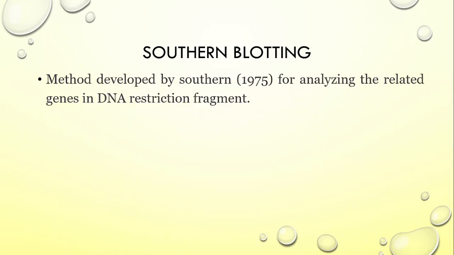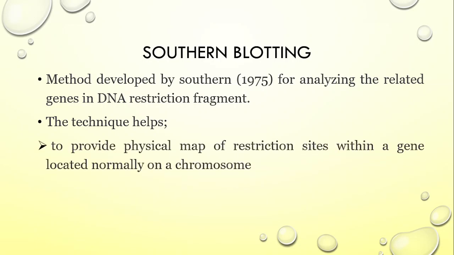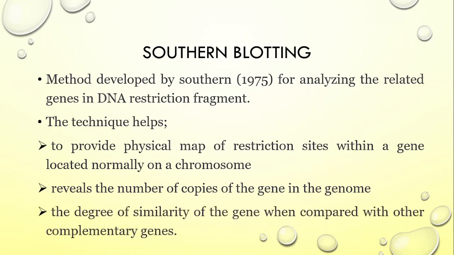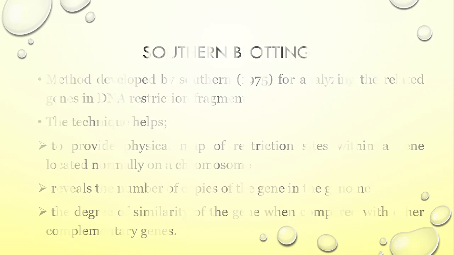The first method that we'll be discussing is Southern blotting. This method was developed by Southern in the year 1975, and he was analyzing the related genes in a DNA restriction fragment. Apart from this, the technique is utilized to provide a physical map of restriction sites within a gene, which are located normally on a chromosome. It also reveals the number of copies of the gene in the genome, and it can be used to identify the degree of similarity of the gene when compared with other complementary genes.